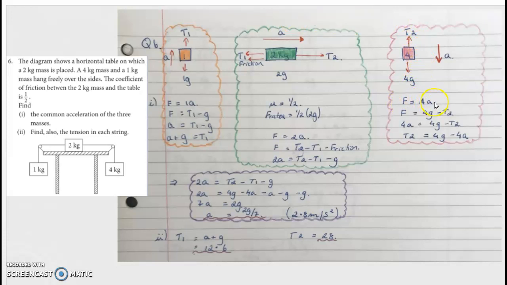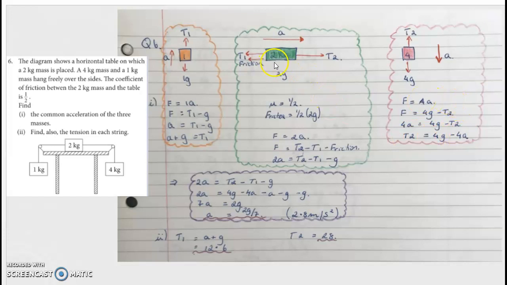I'm going to go straight over to this one here, using the same two things. Force is mass times acceleration, so that's 4a. And then the force, remember it's going down this time, because that's the way it's going to be moving. So it's going to be 4g minus T2. So I can say that 4a is equal to 4g minus T2, and then T2 is 4g minus 4a.